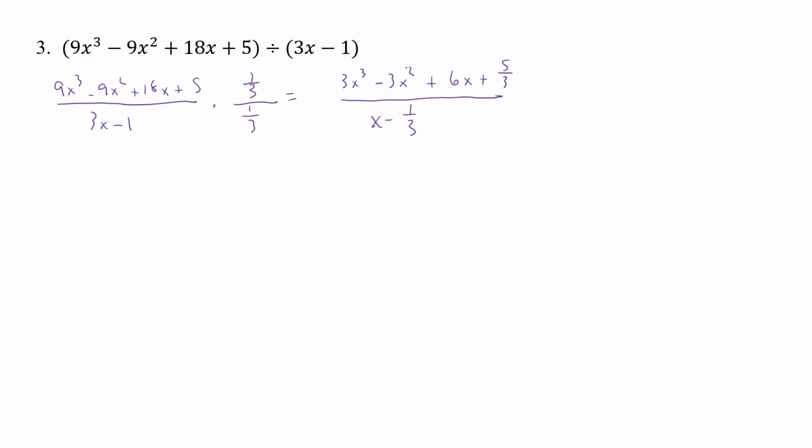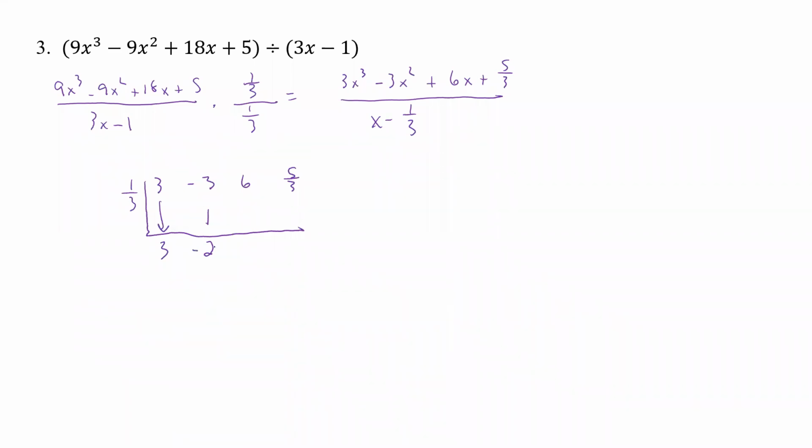And now we're in a position where we can actually do the synthetic division because we have x minus k. So guess what? Our k is 1/3. And so now we do our synthetic division. Now we just write those numbers in. So we have 3, negative 3, 6, and 5/3. Again, we bring down our first one, which is 3. 1/3 times 3 is just 1. Now we have minus 3 plus 1, which is going to be negative 2.